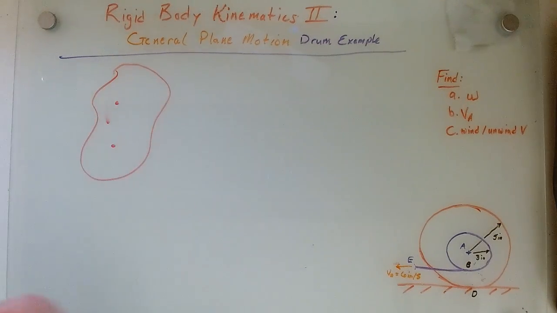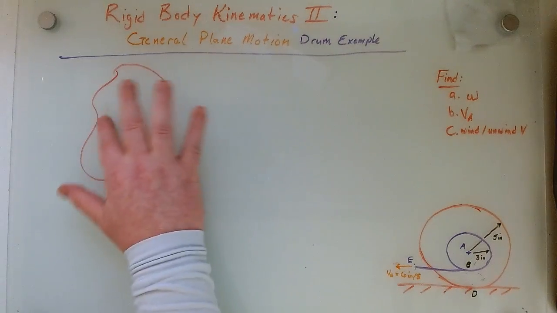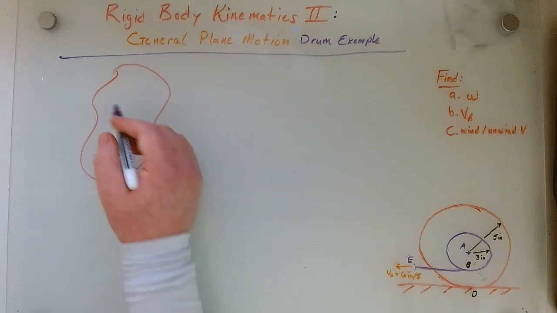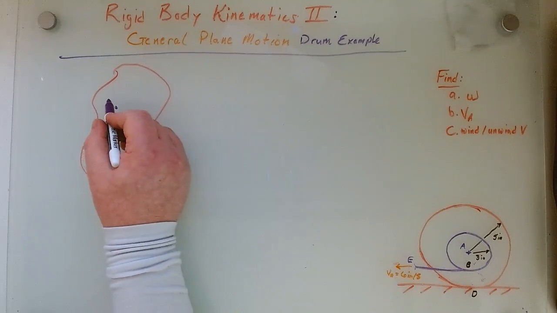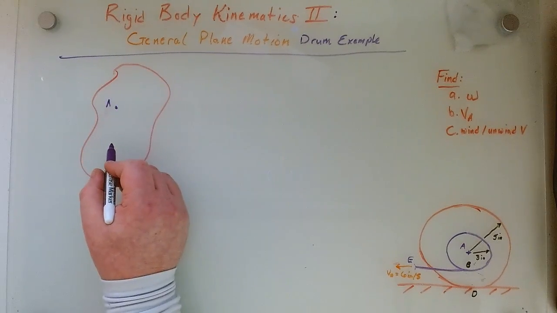Hold on, our thing is red, so let's pick a different color for the inside stuff. Here we go. We'll call that A. Have some fun with it, right? Bust out the big crayons.